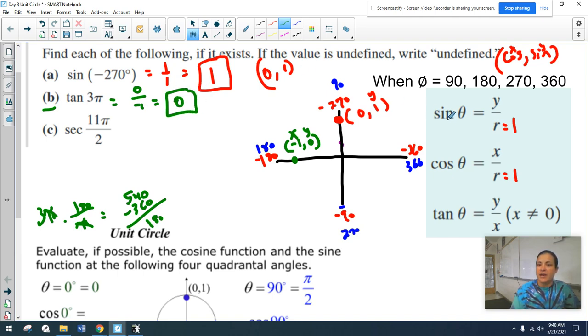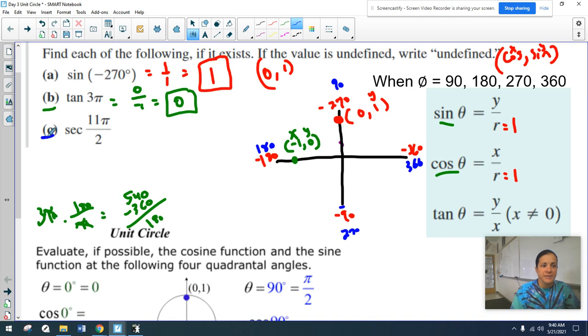So you'll never get an undefined for sine and cosine, but you can get an undefined for anything else, because your x's and y's can be your 0 values. So if you get secant or cosecant, there's a possibility it could be undefined, and tangent and cotangent can also have the possibility of being undefined, but never sine and cosine because they're always over 1.